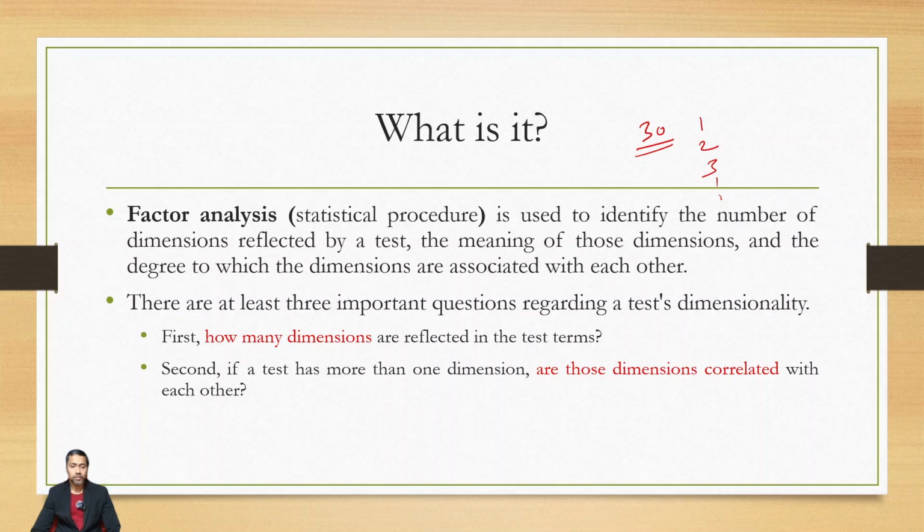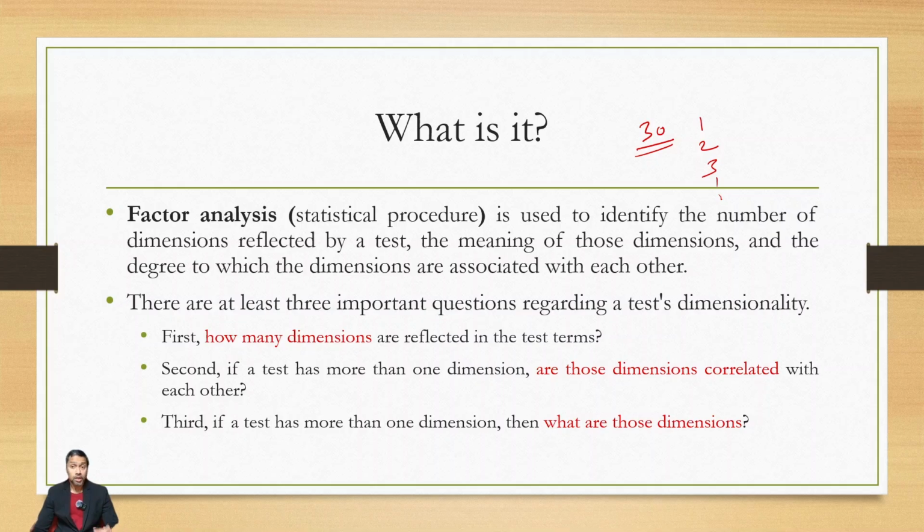The second question is, if a test has more than one dimension, are those dimensions correlated with each other or not? If the correlation exists, then the analysis is slightly different. If it doesn't exist, then the analysis is slightly different. The third point is, if a test has more than one dimension, what are those dimensions? The software will not name the constructs that it identifies. It is up to us, the researchers, to identify and name them based upon the properties that we can see of the items that we have recorded.